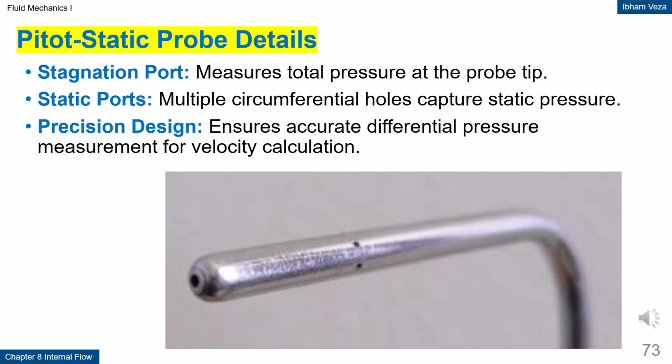Pitot-static probe details. The stagnation port is located at the probe tip and measures the total pressure of the flow. The static ports are small holes around the probe that capture the static pressure. This design ensures precise differential pressure measurement. Measurement accuracy strongly depends on the position and cleanliness of the pressure ports. Therefore, the probe must be properly installed and maintained.